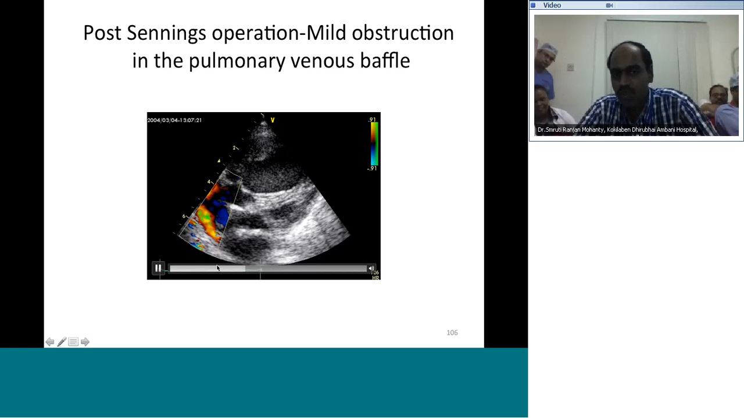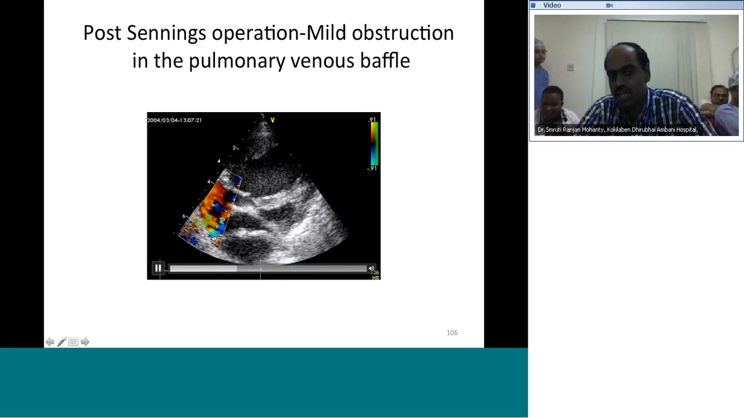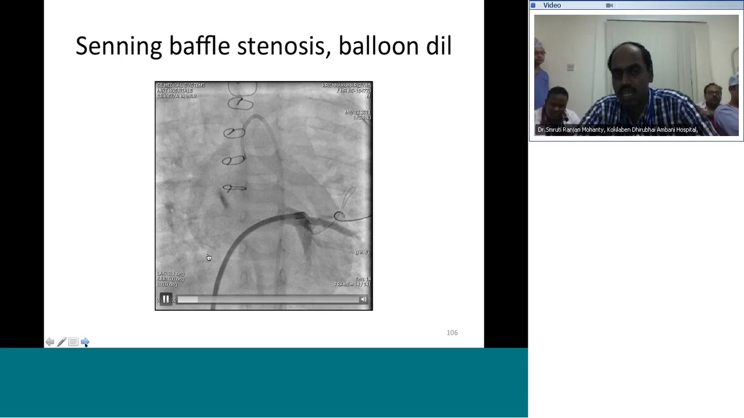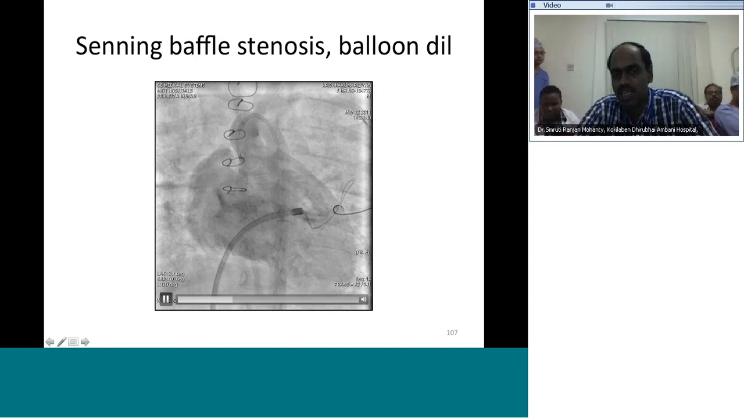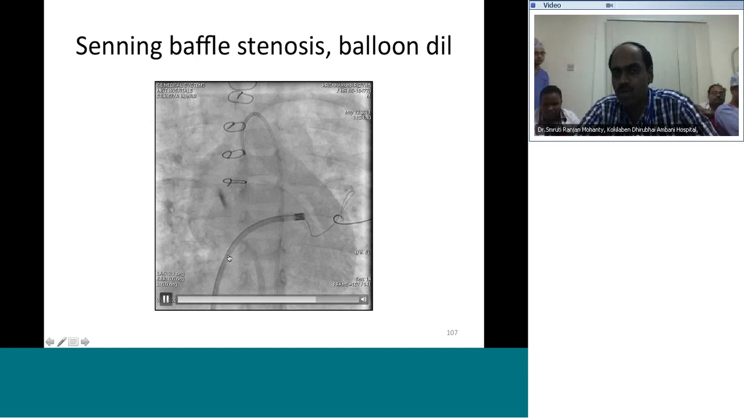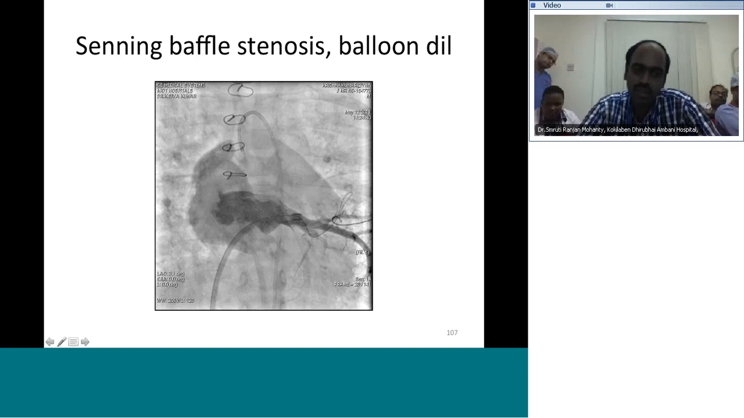Postoperative Sennings may have baffle obstruction. So this is a pulmonary venous pathway obstruction. You see a tight obstruction with a gradient. So how will you relieve it? You may have to do a transseptal puncture, enter into the pulmonary venous pathway, do some balloon dilatations and get it opened out. So this is pulmonary venous baffle obstruction, again treated interventionally.